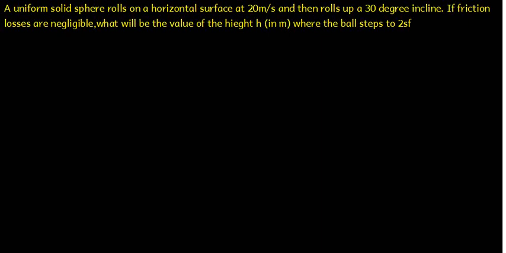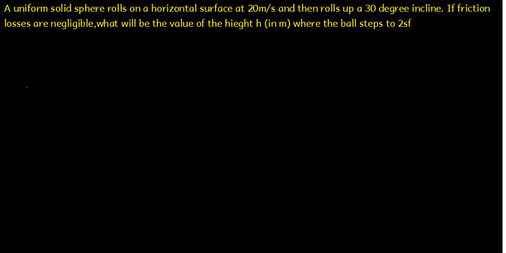A uniform solid sphere rolls on a horizontal surface at 20 meters per second and then rolls up a 30-degree incline. Friction losses are negligible. What will be the value of the height h where the ball stops, to two significant figures? So let's see the diagrammatic representation of the information we have.